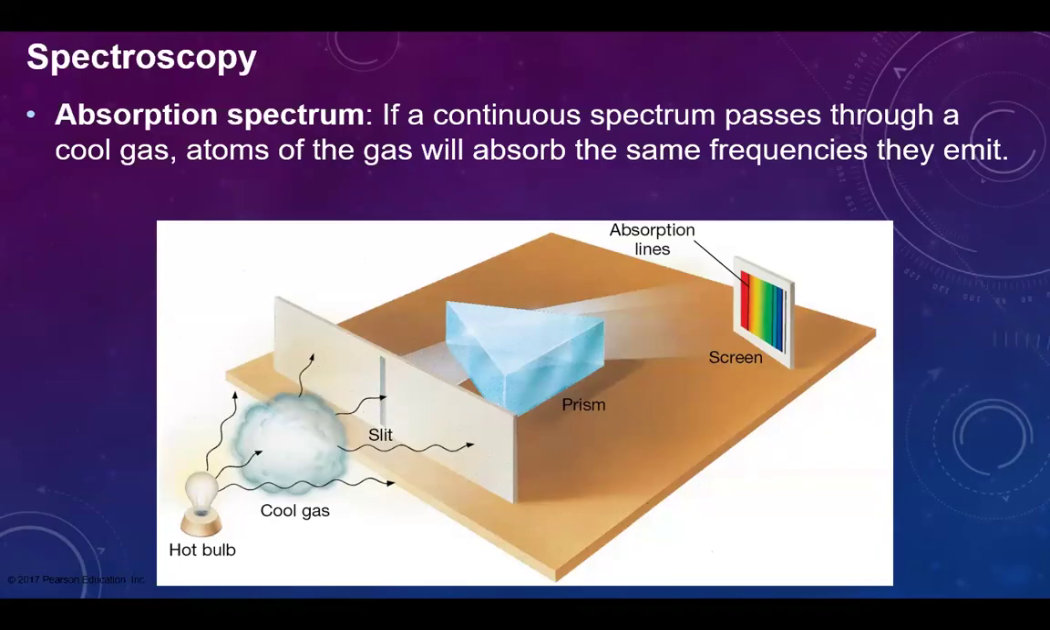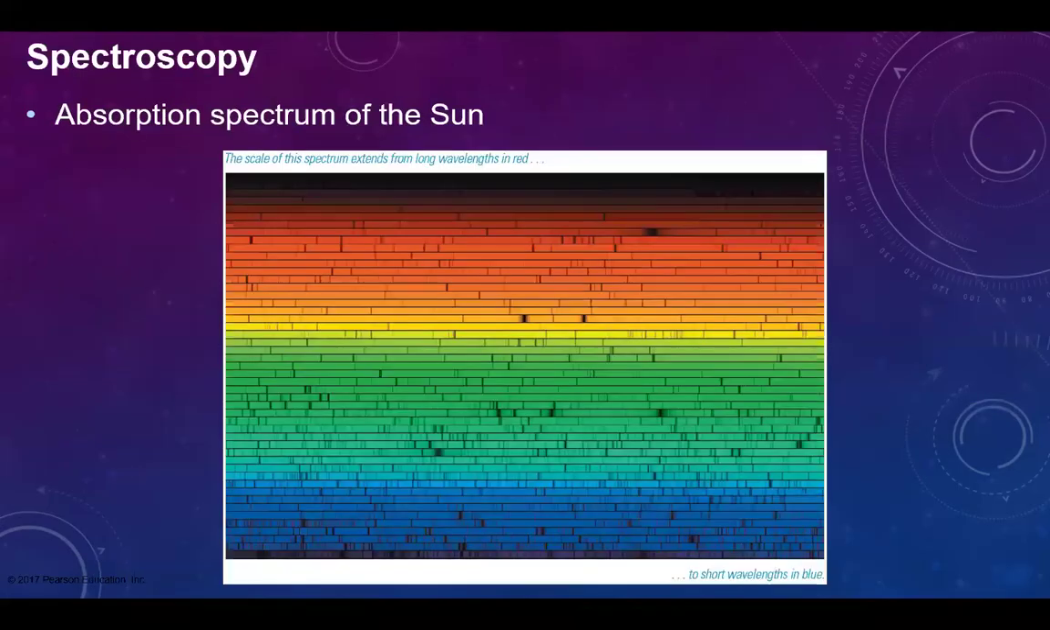So if a continuous spectrum passes through a cool gas, that gas will absorb the same frequencies that it would emit, and you'll get dark lines. Now, if you have a bunch of different things in your atmosphere, you get lots and lots of dark lines. So here, for example, is the absorption spectrum of the sun. It's really complicated.